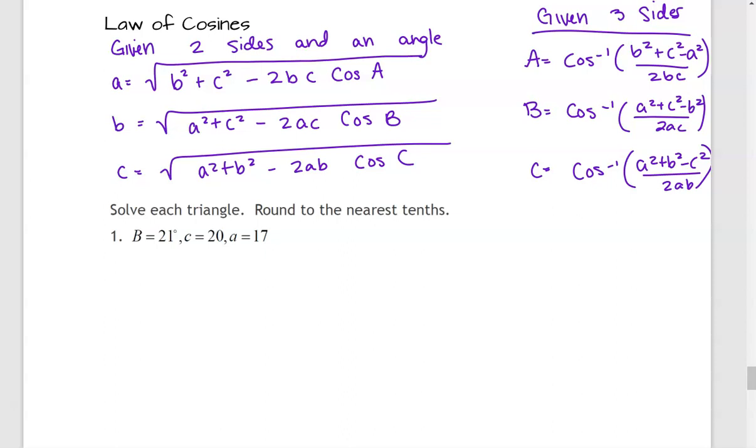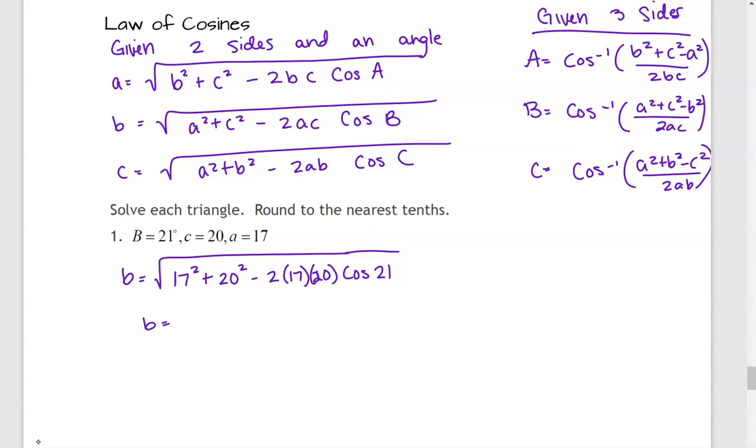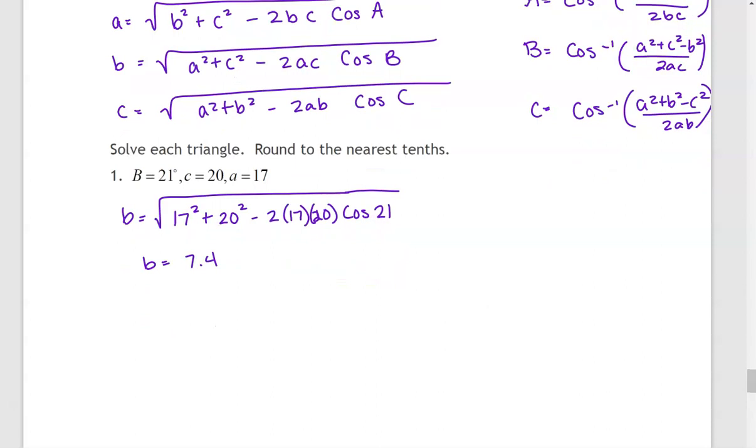alphabetically. Okay, so for our first example, we are looking for little b. So we're going to plug that into our formula up here. So little a squared plus little c squared minus 2 times a times c, 2 times 17 times 20, cosine 21. So we're going to go ahead and plug that all into our calculator, and we should get 7.4. So go ahead and practice typing that in and make sure that you get 7.4.